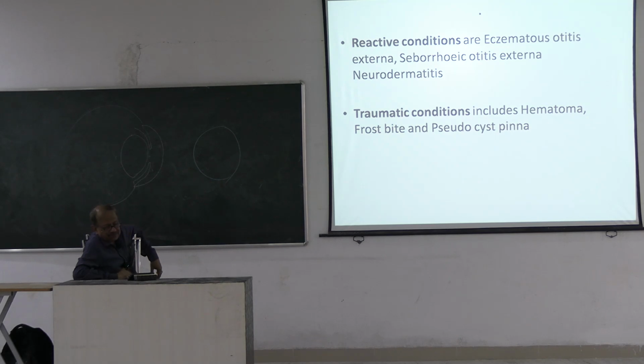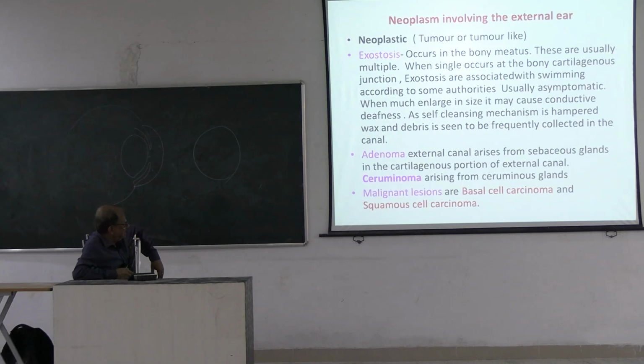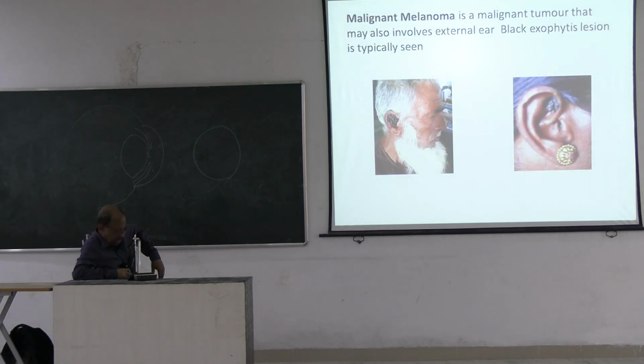Now reactive condition of the external auditory canal: eczematous otitis externa, seborrheic otitis externa, neurodermatitis. সিবোরিক যাদের মাথায় খুশকি থাকে, there is scaly otitis externa, there is formation of scales in the external auditory canal. Symptom is itching হয় খুব। Eczematous otitis externa ইচিং হয় খুব। নিউরোডার্মাটাইটিসে ইচিং হয়। All the symptoms, all the varieties are itching, but you don't get anything in neurodermatitis.